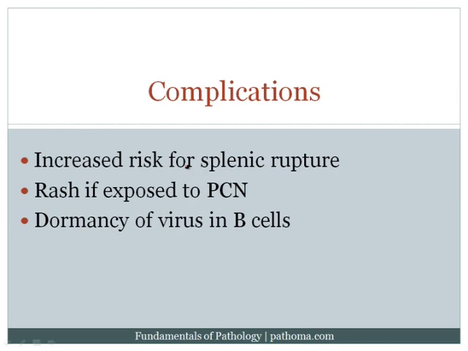Additionally, if patients who have infectious mononucleosis are exposed to penicillin, they can develop a rash. And finally, the virus infects B cells, and it can remain dormant within B cells. The complication of this dormancy is actually twofold. First, it increases the risk for recurrence of infectious mononucleosis, and second, there is a risk in the future of development of lymphoma, especially if an immunodeficiency develops.